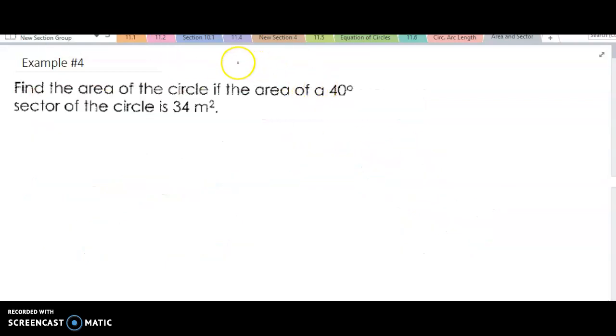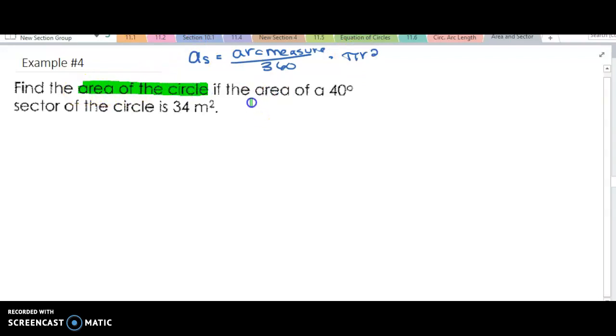All right, let's do this last one. Okay, so the area of the sector is equal to the arc measure over 360 times pi r squared. All right, here we're trying to find the area of the circle. If the area of a 40-degree sector, so that's right there, of the circle is 34 meters squared. So that would go right there.